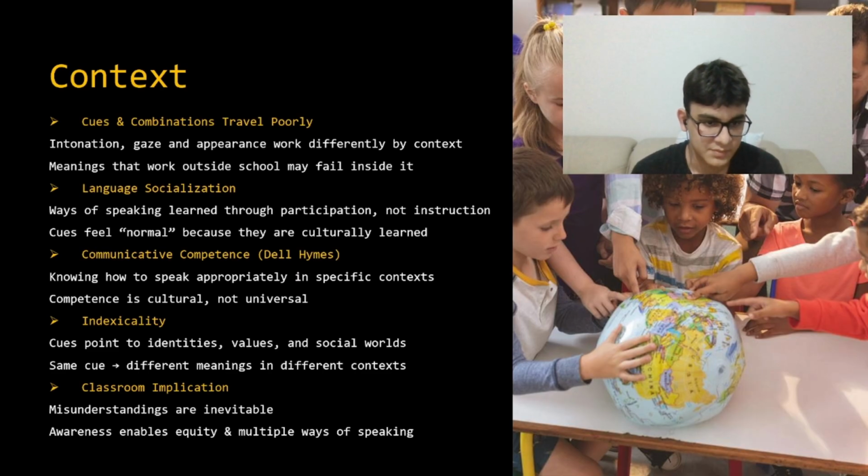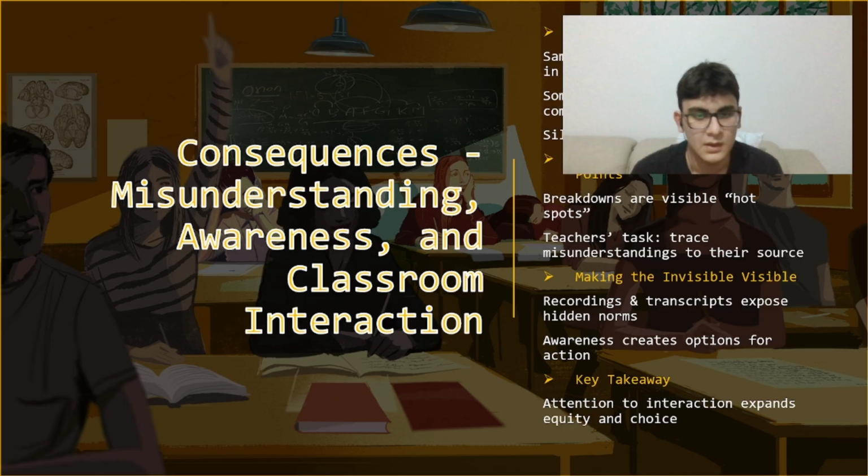We have classroom implications. Of course, there will be misunderstandings in a classroom. These are inevitable, but our awareness enables equity and multiple ways of speaking, therefore preventing most of these misunderstandings and making a more comfortable student environment in a classroom. We have consequences of misunderstanding, awareness, and classroom interaction. We have cues, context, and consequences.